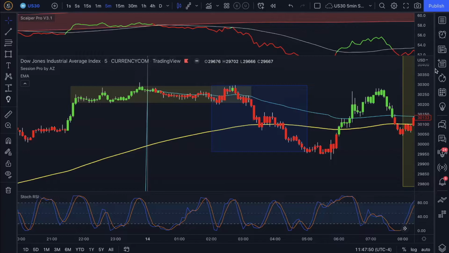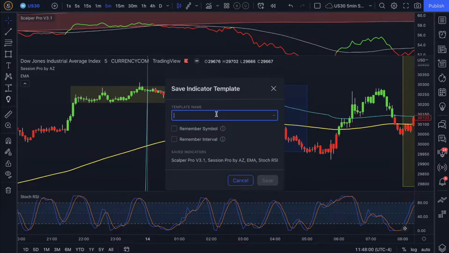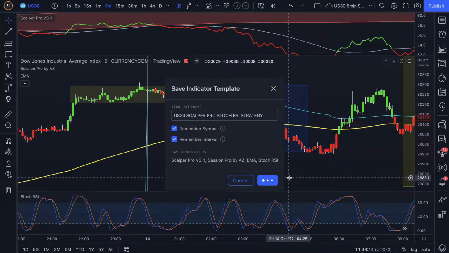So now, after you've got everything set up, what I like to do is click on those 4 squares here, Indicator Templates, and click on Save Indicator Template. I'm going to give it a name, and I'm going to call it US30 Scalper Pro Stochastic RSI Strategy. Then I click on Remember the Symbol, Remember the Interval, and click on Save.